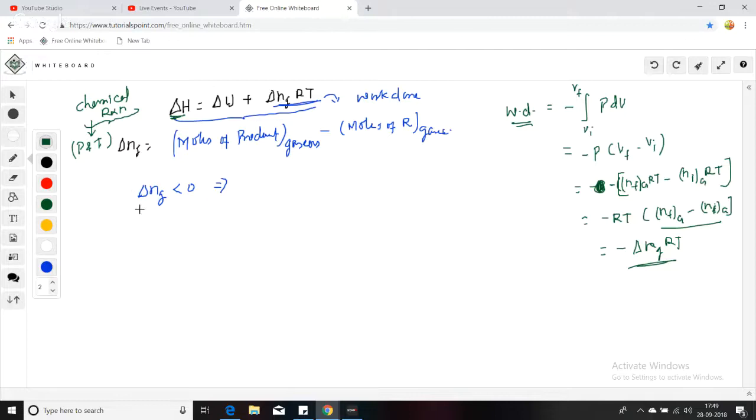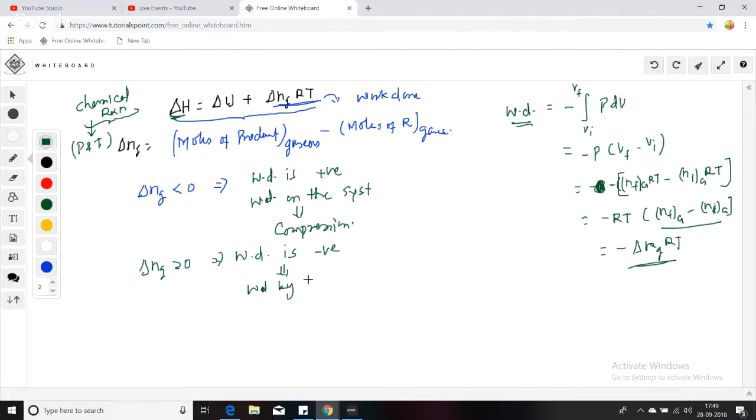Now you see, if delta Ng is less than 0, work done is positive, and work done positive means work done on the system. Work done on the system means compression takes place. All this data you can easily retrieve from this. Now, when delta Ng is greater than 0, work done is negative. Work done negative means work done by the system. By the system means expansion. So whenever we have negative work, it means expansion takes place.